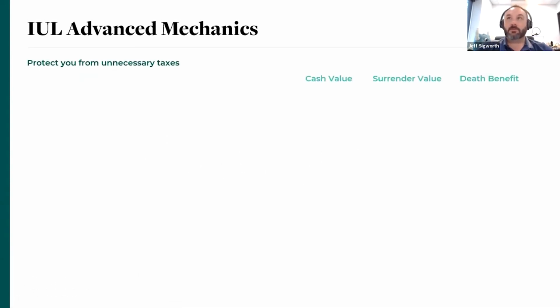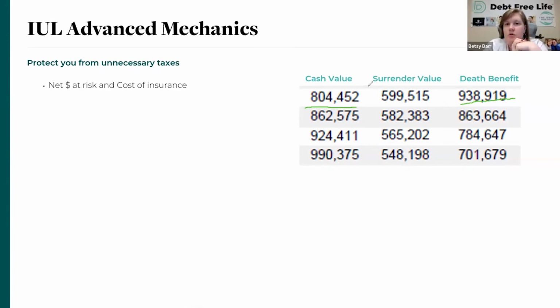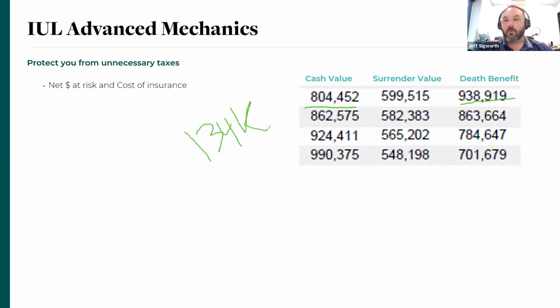Now here's where we're going to get into some cool stuff. This is my IUL, so I know it pretty well. Okay. So we're going to talk about the net dollars at risk and the cost of insurance. Okay. So right here, what's the difference between these two numbers? I'm just about 134, somewhere around there. Yeah, 134. That 134,000 is what you're paying on the cost of insurance. That is what's called the net dollars at risk.